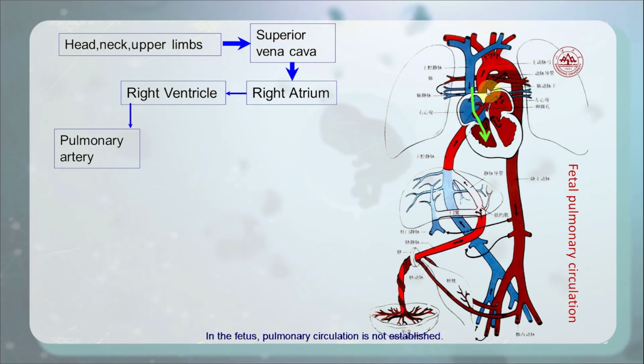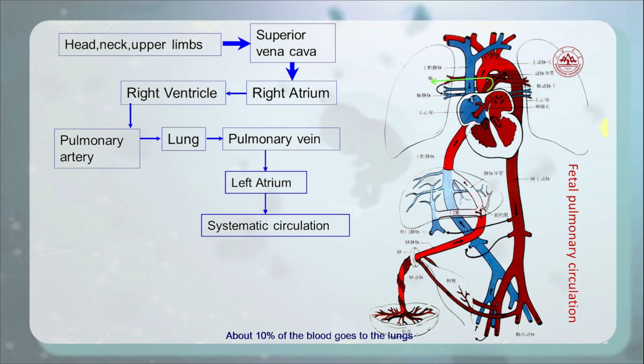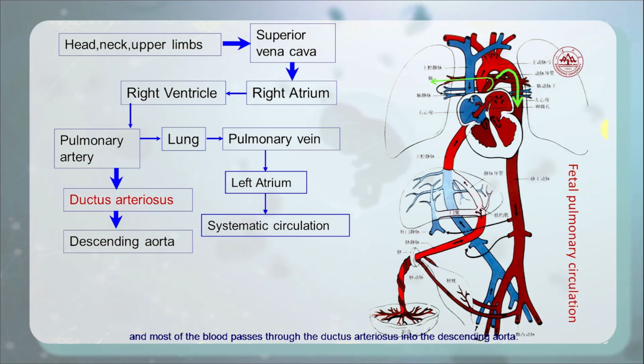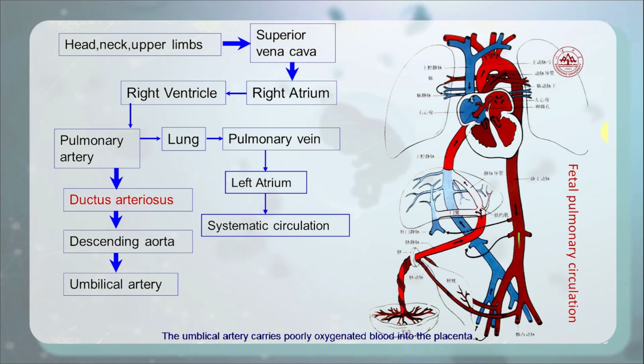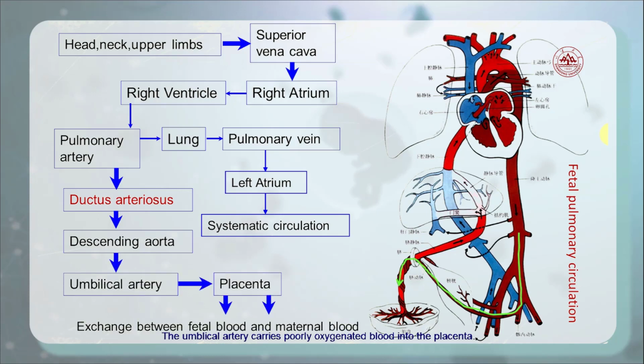In the fetus, pulmonary circulation is not established. About 10% of the blood goes to the lungs, and most of the blood passes through the ductus arteriosus into the descending aorta. Here, the ductus arteriosus protects the lungs from the circulation overloading. The umbilical artery carries poorly oxygenated blood into the placenta. This is the fetal pulmonary circulation.